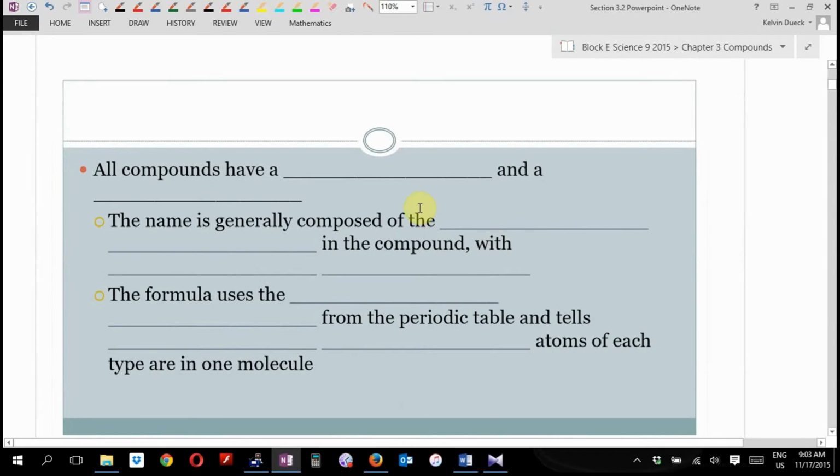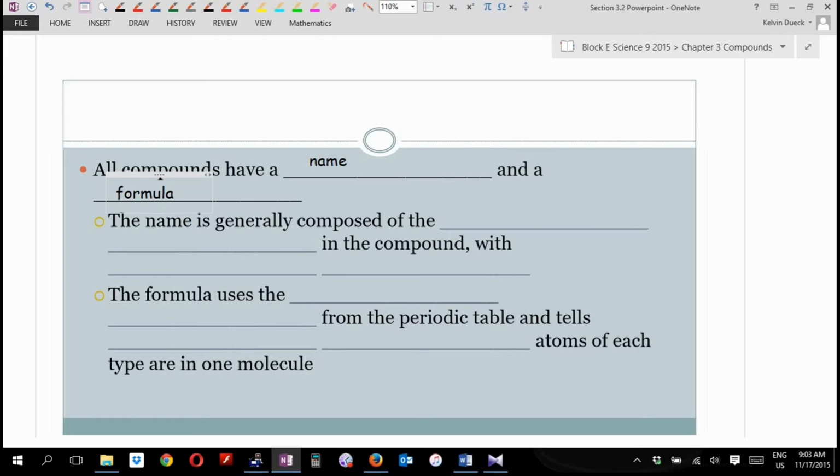So all compounds have two things, a name and a formula. You're going to have to get familiar with both, and you're going to have to be able to go from one to the other. If I give you the formula, I want you to give me the name. That's usually the easy part, but not always. If I give you the name, I want you to give me the formula. That's usually the more difficult part, but not always.